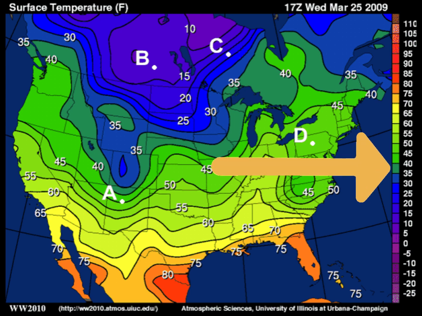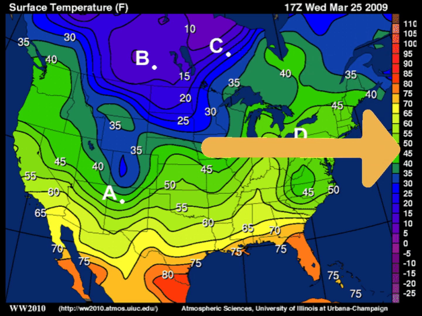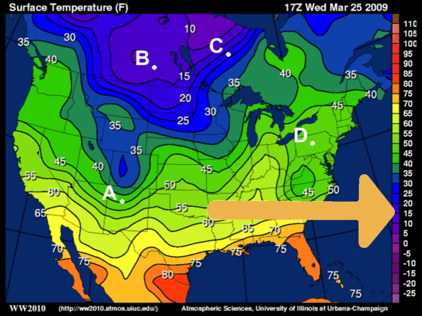On the right side of the map, we can see the color scale, which tells us what temperature each color represents. For example, shades of red and orange indicate warm temperatures of 70 degrees Fahrenheit and higher. Shades of green represent temperatures between 30 and 60 degrees Fahrenheit, while cooler colors such as blue and purple show temperatures below the freezing point.